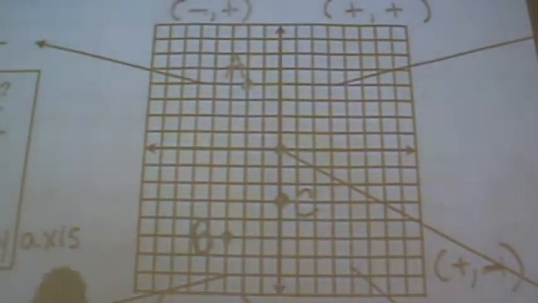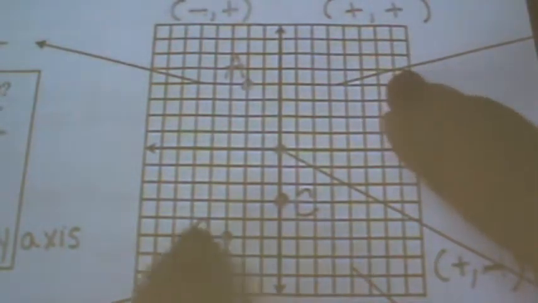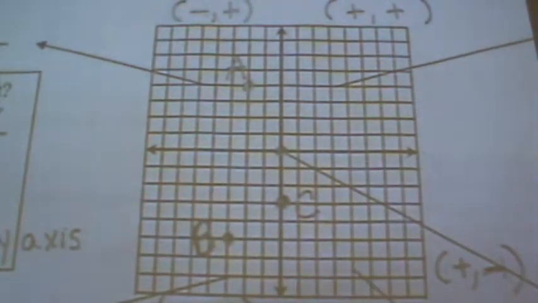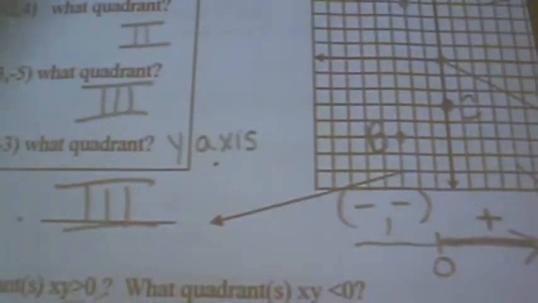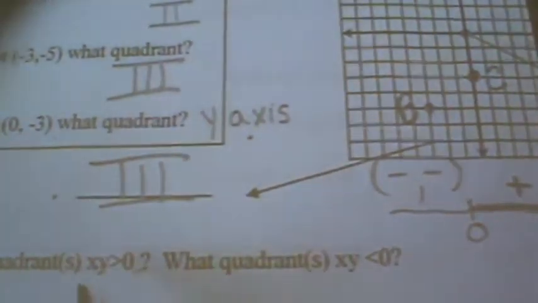Can you tell me, if you were to multiply the x and the y value, which quadrants would give you a positive number? 1 and 3. Why 3? Isn't a negative and a negative, when you add it up, a bigger negative? You're not adding, you're multiplying. Good job. So in what quadrants is the product of the x and the y values greater than 0? That would be 1 and 3.